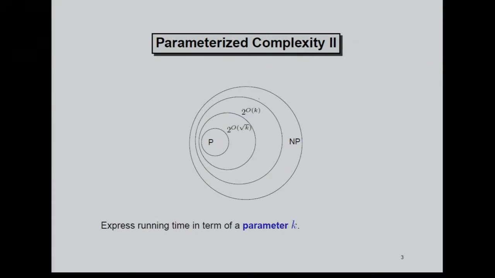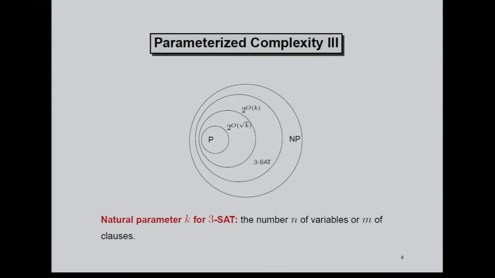And one thing is to see this as a landscape with different running times of algorithms. So 2 to the square root of k, where k is a parameter, or 2 to O of k, also what we have seen in the first talk by Fedor. And a natural parameter, what we have also seen for 3-SAT, is the number of variables or the number of clauses.